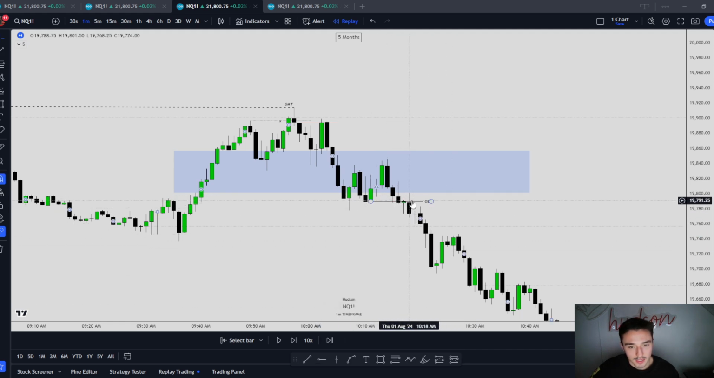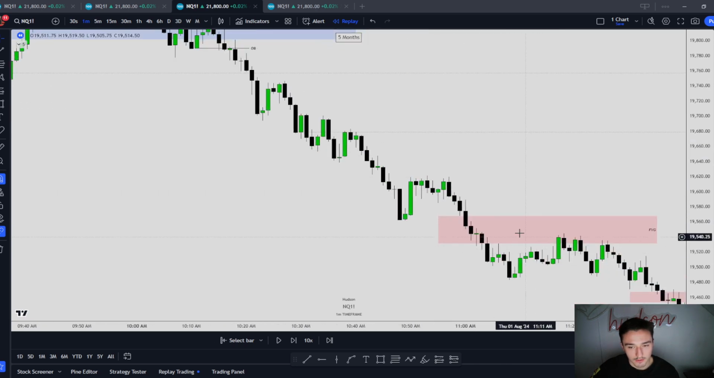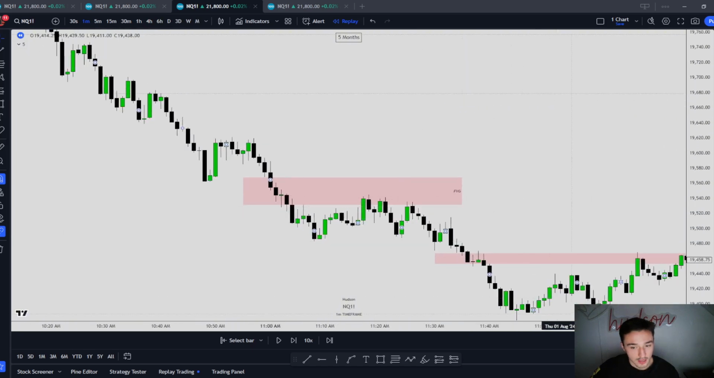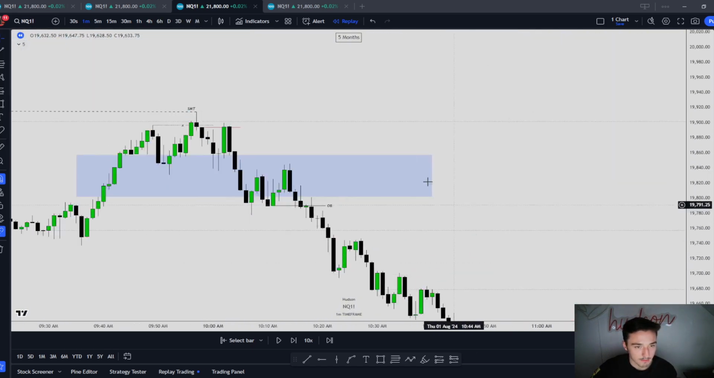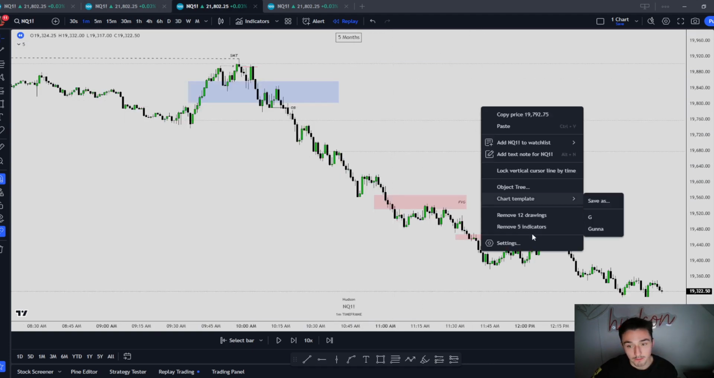What happens? Taps. Goes lower. Fair value gap. Continues the sell-off lower. 5 minute fair value gap. And just continues all day. Right? So that was the daily to the 1 hour to the 5 minute, and then to the 1 minute. Right?